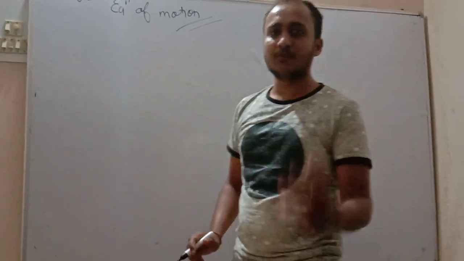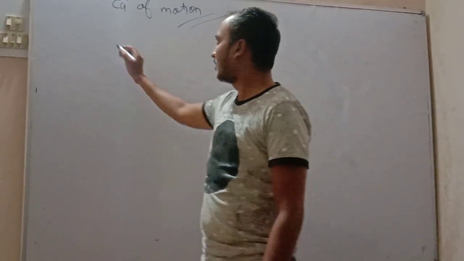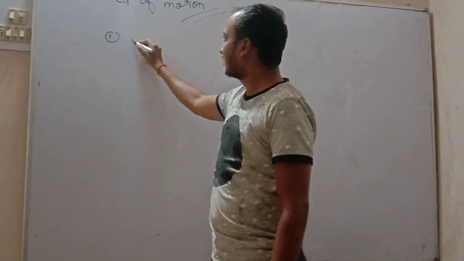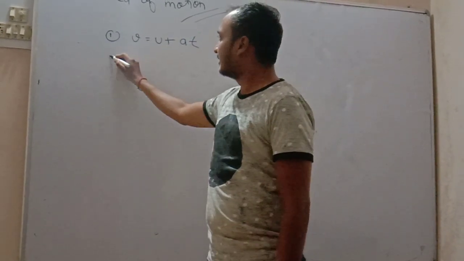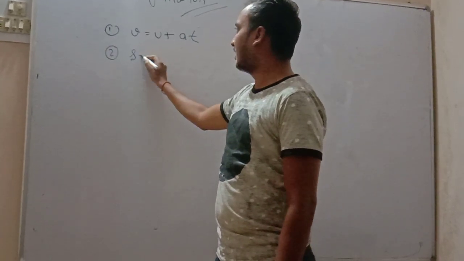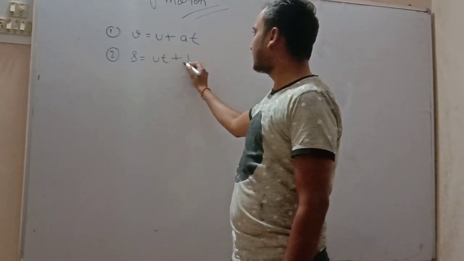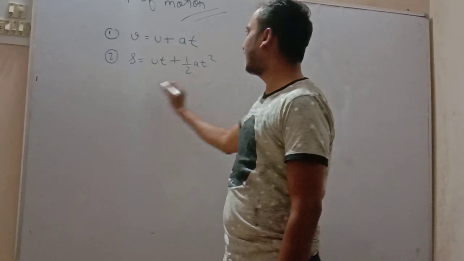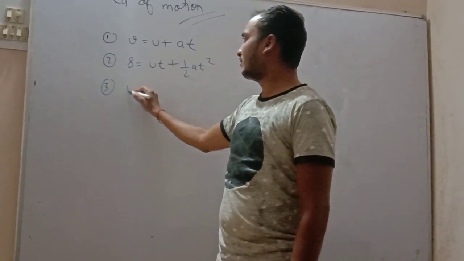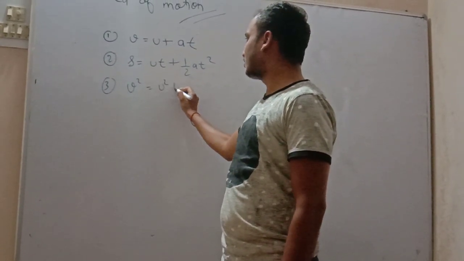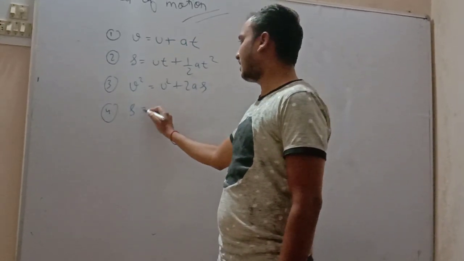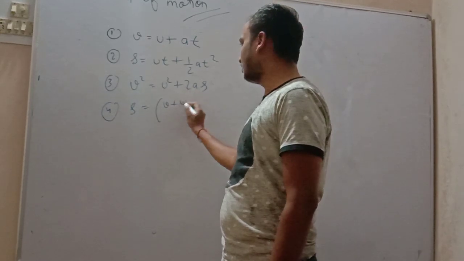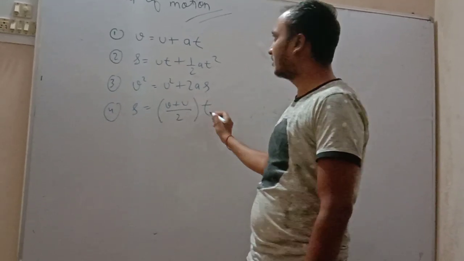Friends, there are 4 equations of motion which you have to memorize by heart. First is V equal to U plus AT. Second is S equal to UT plus half AT square. Third is V square equal to U square plus 2AS. And fourth is S equal to (V plus U) by 2 into T.